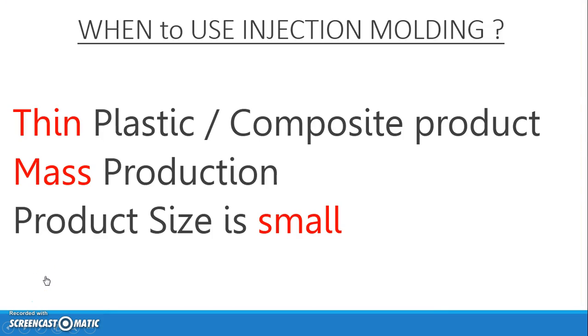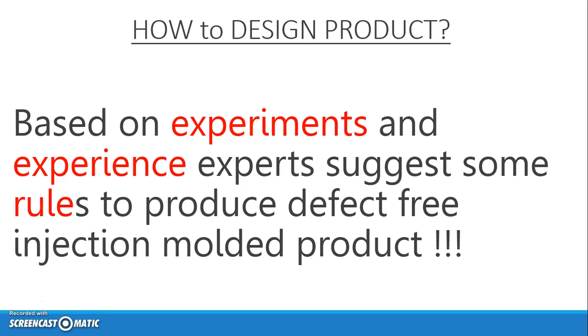Thus, injection molding can be used when we have a thin plastic part and we want to do mass production. Of course, product size has to be small. Now the question comes: of the large variety of plastic products I see around me, which are injection molded, how is it possible, how to make such a product and how to design them. Based on the experience of the experts and the few guidelines that we have in literature, I will be summing up here how to manufacture a defect-free injection molded product.